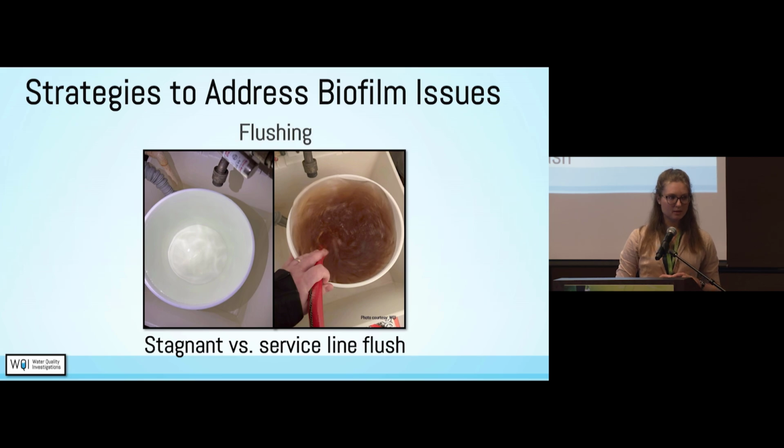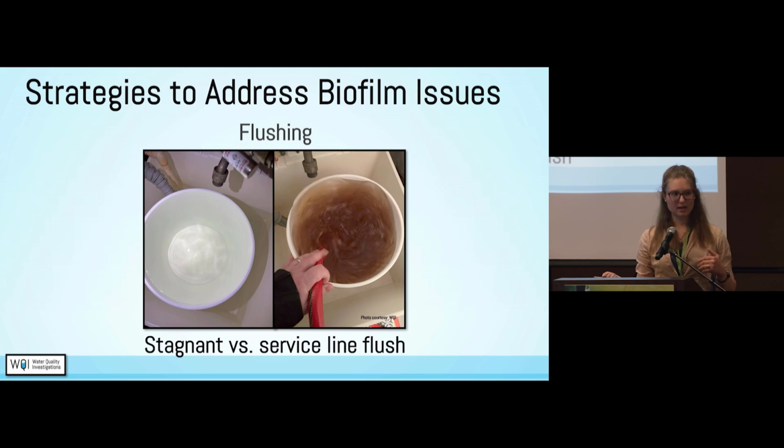Flushing is a way that we can address biofilm. In this case, this was a municipality that we worked with. They had been having some lead and copper compliance issues. And so what we wanted to do is we had looked at their distribution system, but we also looked at their service lines. For lead and copper samples, it's a 6-hour stagnation. So the first picture is basically a bucket that receives stagnant water after 6 hours of stagnation.